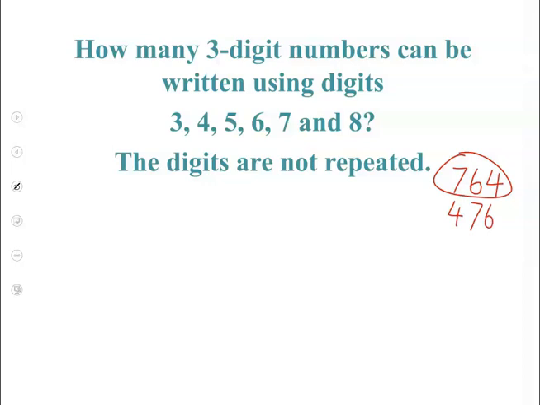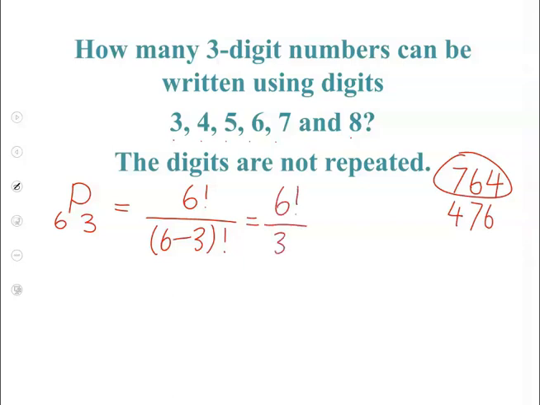So we have 6 numbers, and we need to use permutation 6, choosing 3. So what will be our expression? Here our expression would be 6 factorial in the numerator over 6 minus 3 factorial. And so this would be 6 factorial over 3 factorial, which equals 6 times 5 times 4 times 3 times 2 times 1 over 3 times 2 times 1.